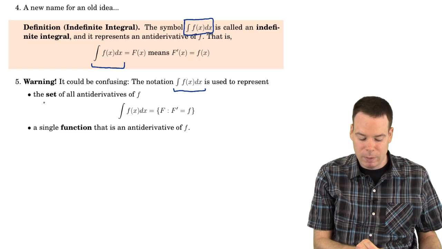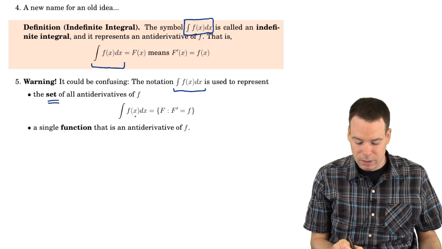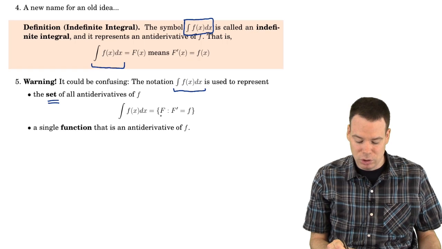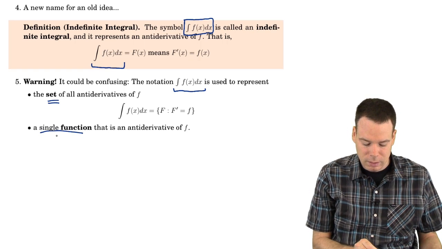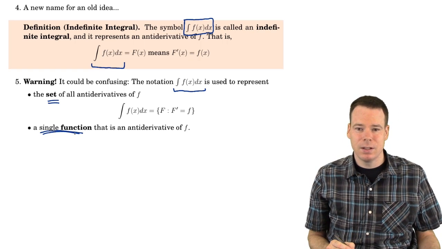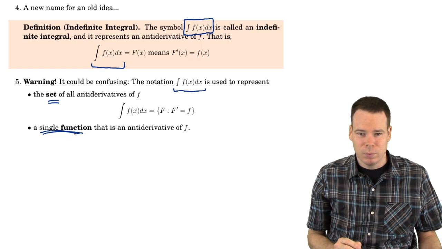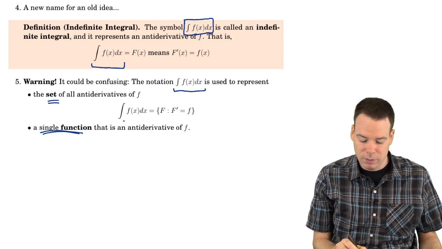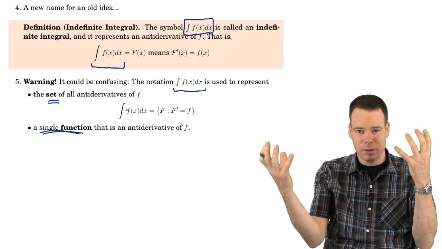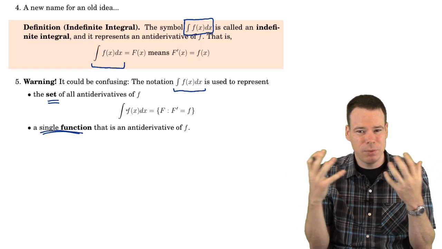We'll either have it represent the set of all antiderivatives. So that is, this indefinite integral represents a collection of functions, all with the same property that their derivative is little f. Or we may just use it to represent a single function, just one single antiderivative. And it turns out that even though this could be confusing, it's not so bad. Let's just think about what the difference is. If I have two functions, which are both antiderivatives of little f, how are they related to each other?